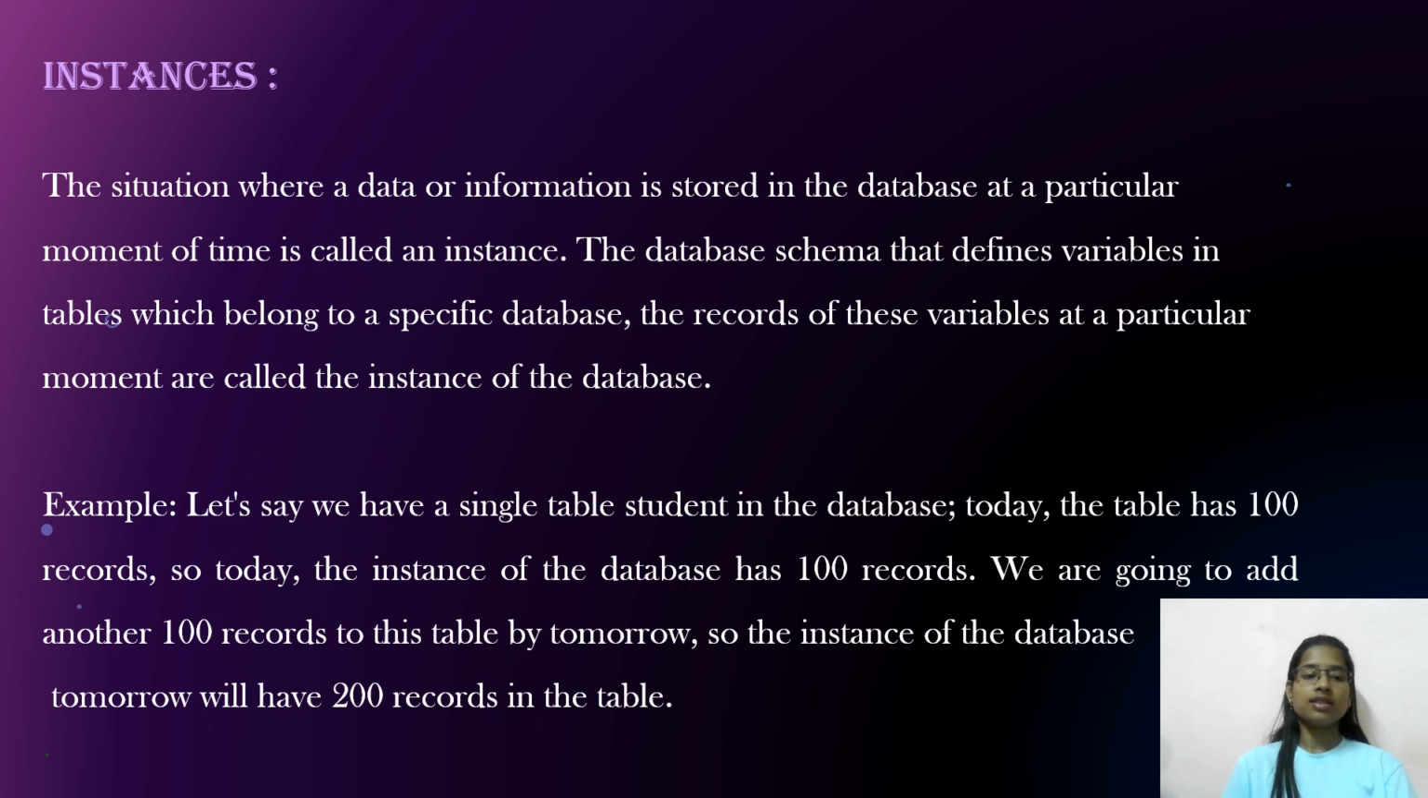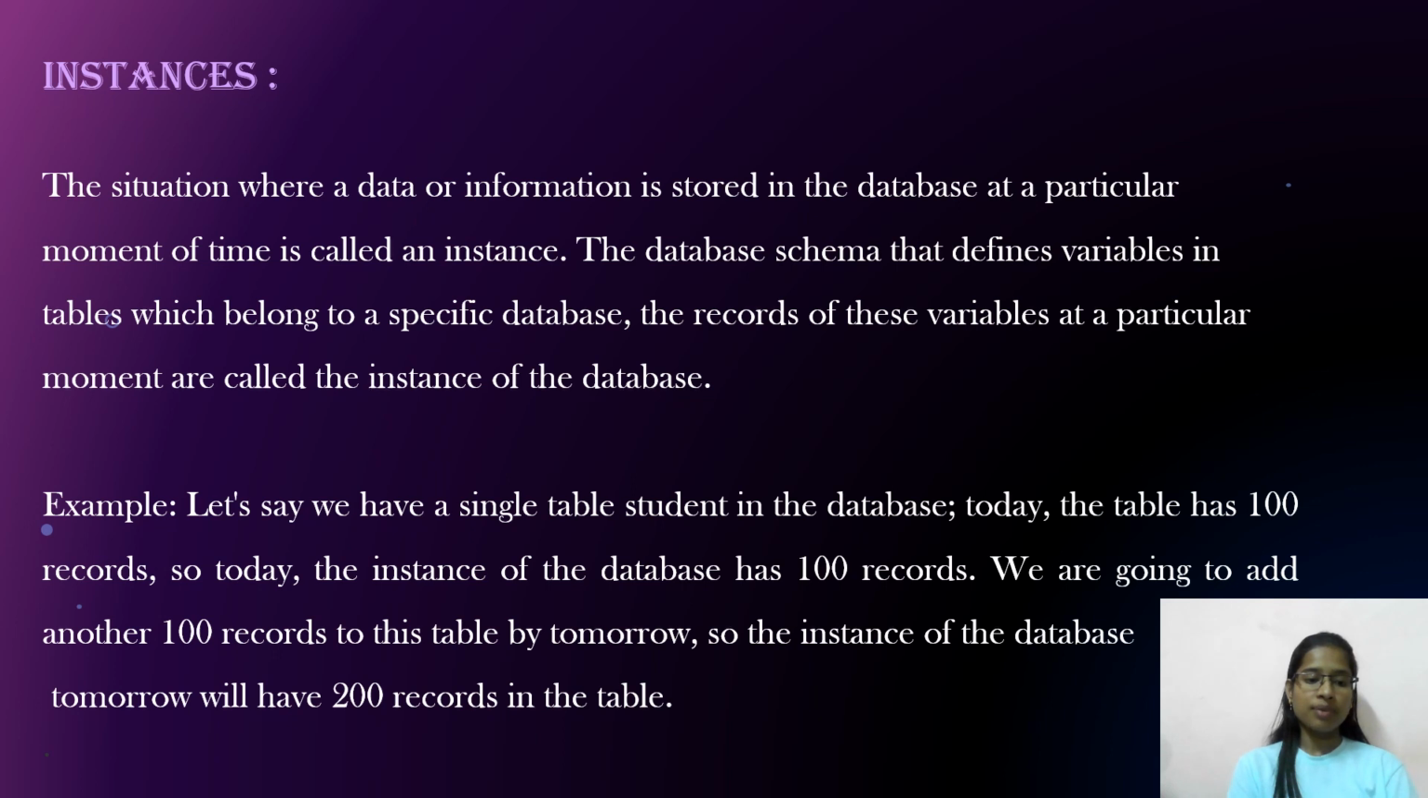So the next is instances. The instance can be defined as the data or information stored in the database at a particular moment of time, which is called an instance. The record, like the database schema, defines variables in tables which belong to a specific database, and the record of these variables at a particular moment is called an instance of the database.